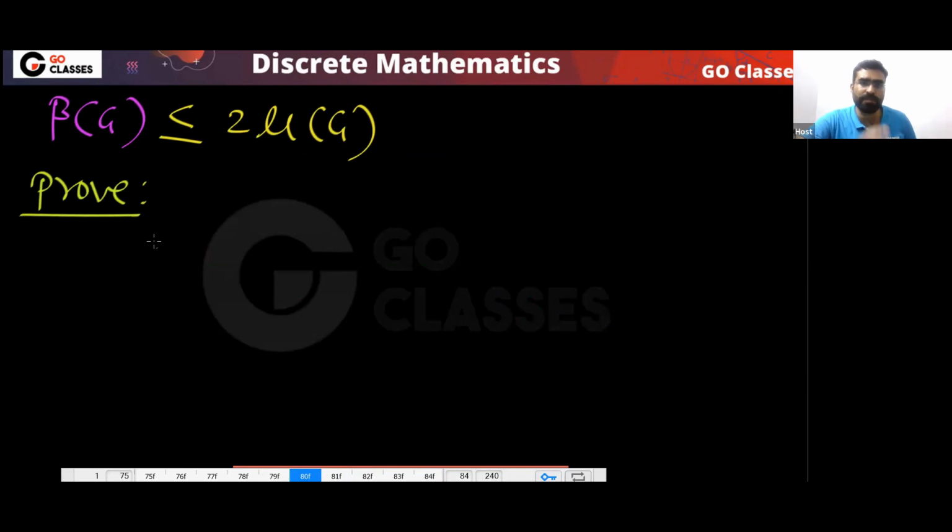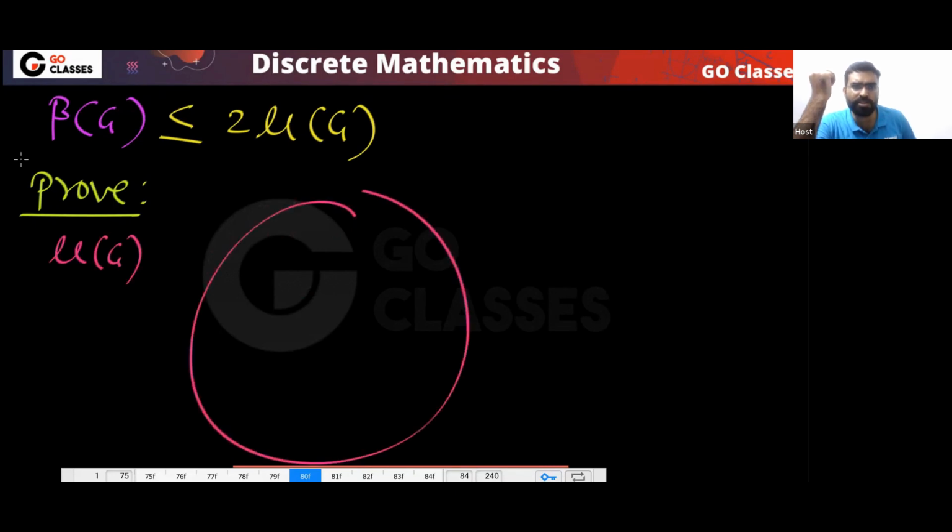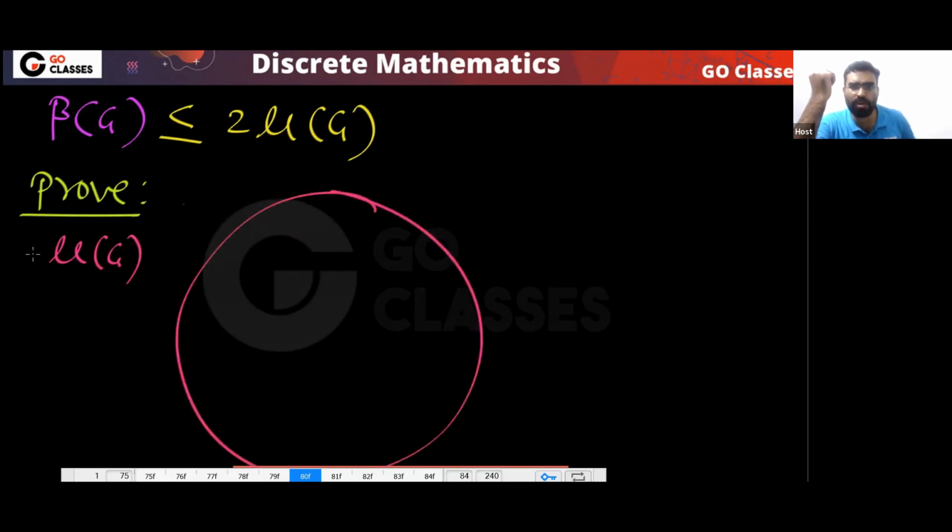This is also a very simple proof. Let's assume you have a maximum matching. For a moment, let us assume that this is your maximum matching: A, B, C, D, E, F. Remember, this is the maximum matching. This is what I'm assuming.